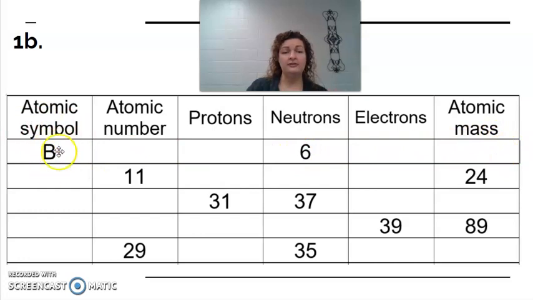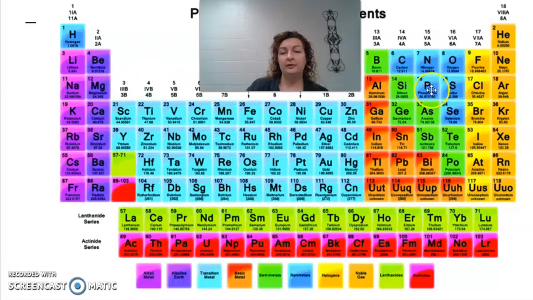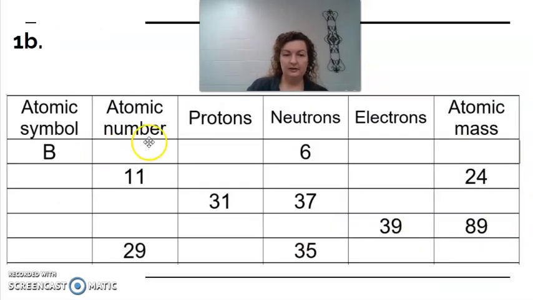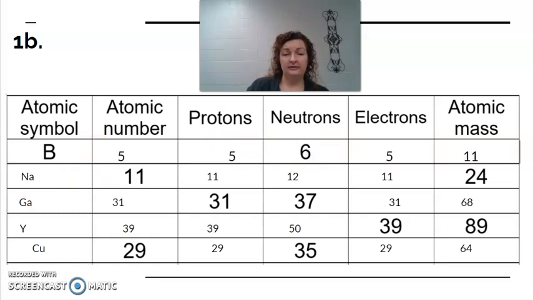So let's start filling this out with boron. Boron is number 5. So immediately we can write 5 for atomic number and 5 for protons. These are all neutral atoms because it doesn't say they're not, so we can automatically assume there are also 5 electrons. For atomic mass, we add up protons plus neutrons. So 5 protons plus the 6 neutrons gives us 11. And you're going to do all of these like this.